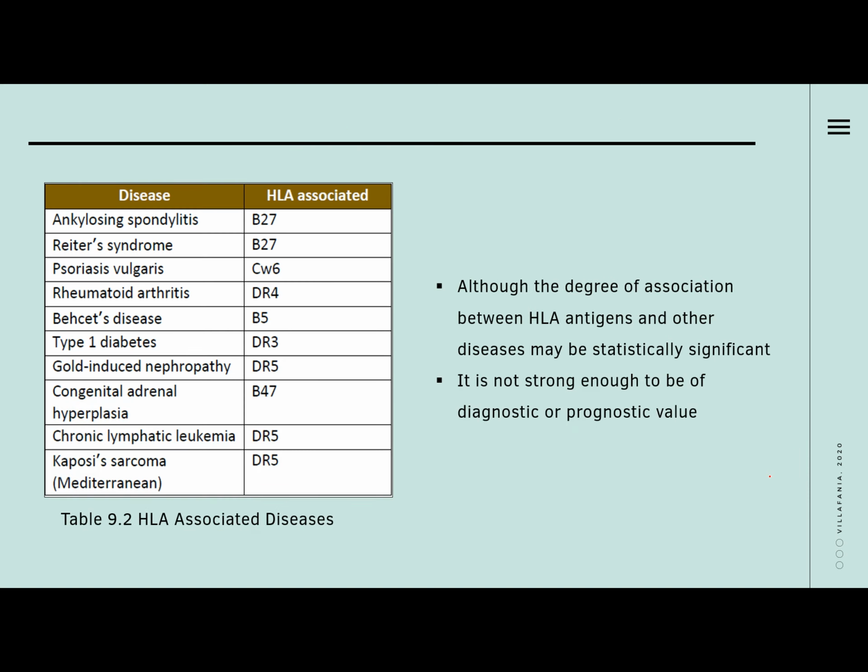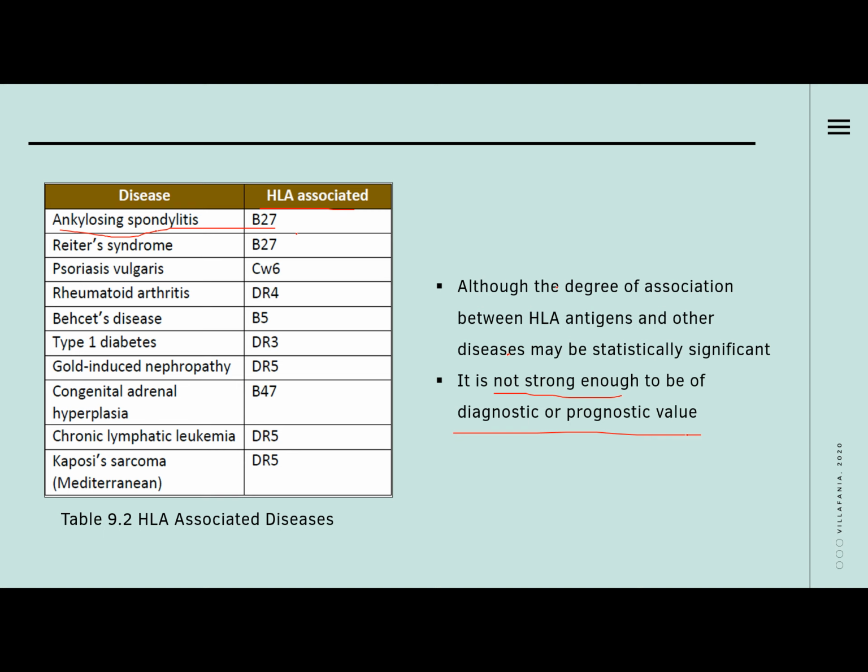Now, ito class, I want you to memorize this kasi tinanong to sa board exam, specifically itong ankylosing spondylitis. So, for HLA antigen, class, meron siyang associated diseases. But again, this is not a strong enough diagnostic or prognostic value. So, hindi porket may B27 ka, may ankylosing spondylitis ka. You still need to perform further testing. But again, these are the different HLA antigens and other diseases that they may be statistically associated with.